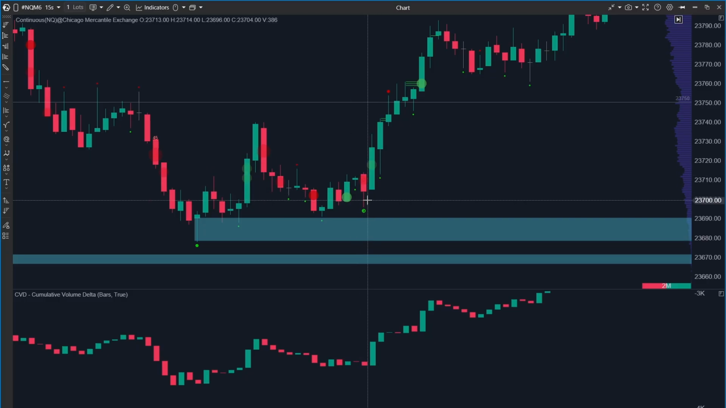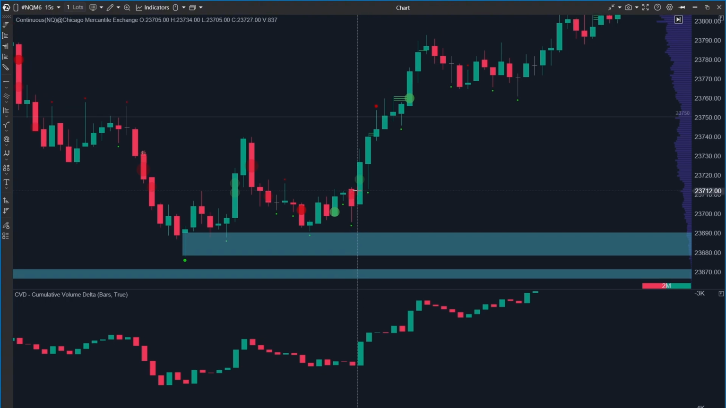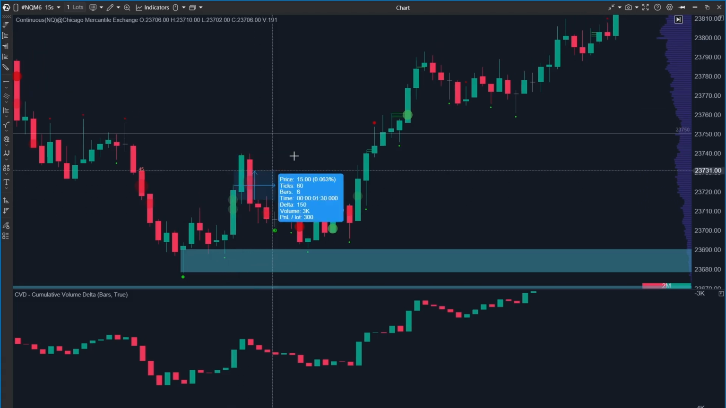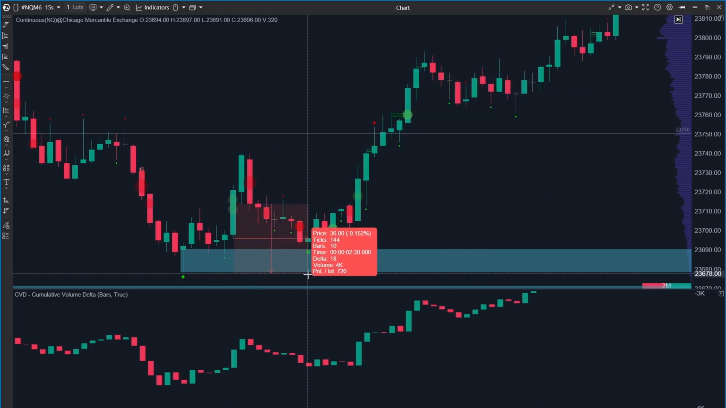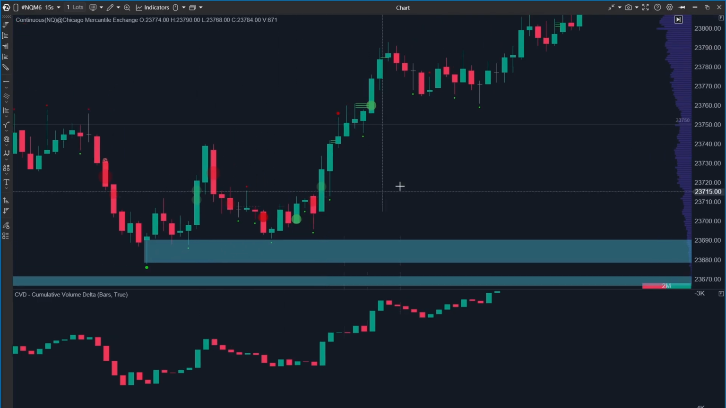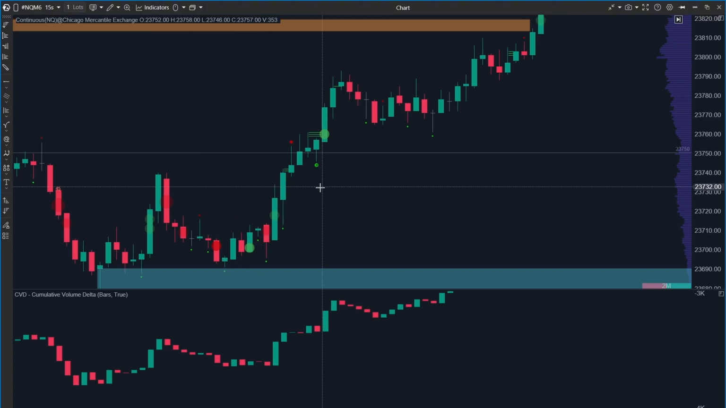So this is what I look for. I look for absorption, and on the very next candle, aggressive buys coming in. Sometimes a candle over is okay, but to have a perfect trade, you want it on the very next candle. The same thing happened here. We had bullish absorption followed by aggressive buys. And honestly, that would have been a completely fine entry too, as long as your stop loss was below this support level maybe. So let's just see what happens next, right?